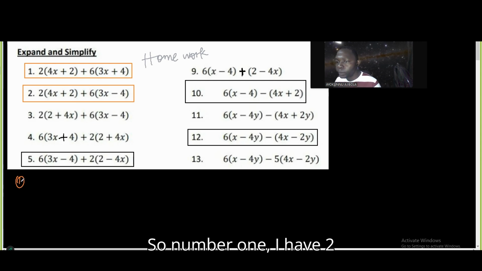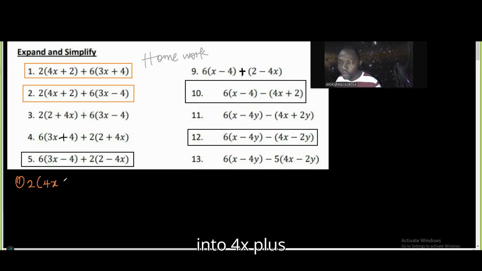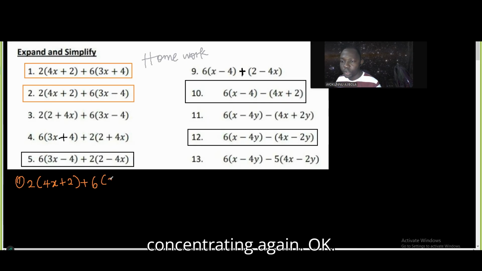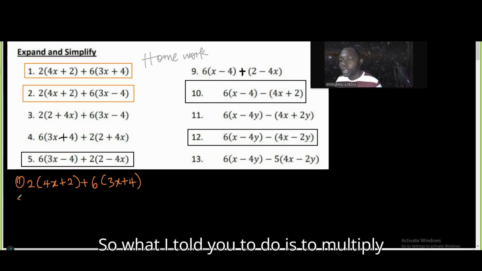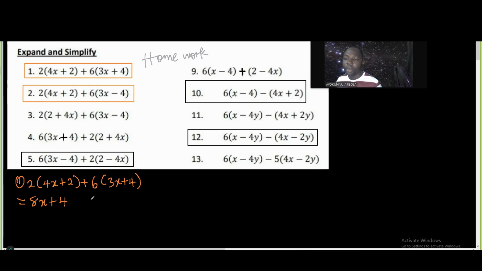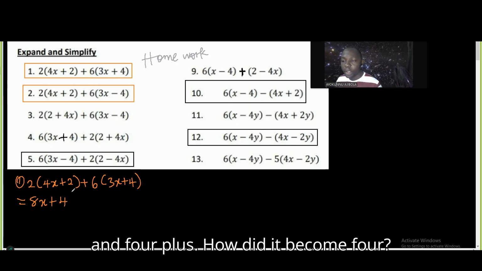So number one, I have 2 into 4x plus 2 plus 4. Please make sure you're concentrating, okay? So what I told you to do is to multiply through the bracket. So I have what? 8x plus what? 8x and 4. Sorry, how did it become 4?